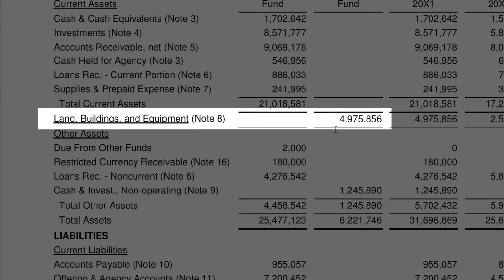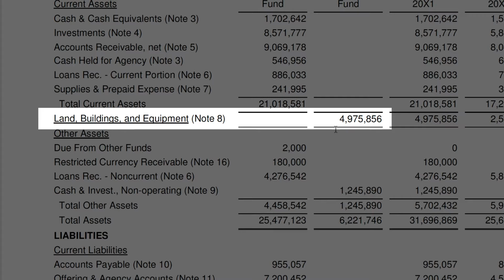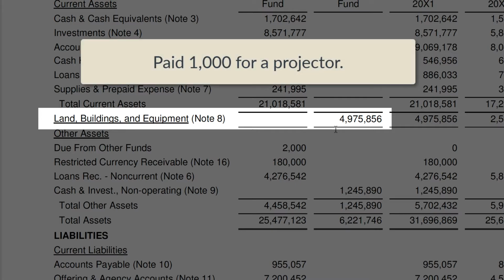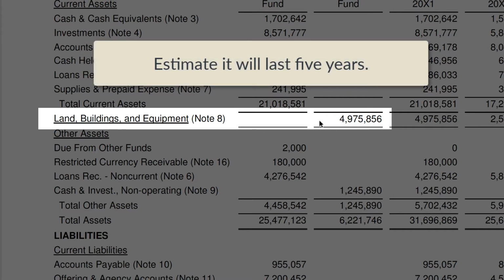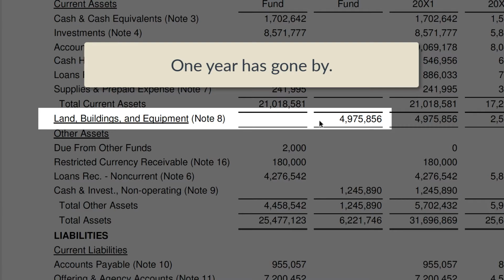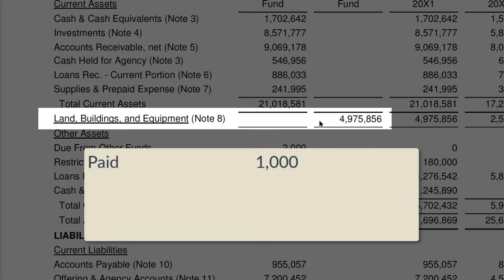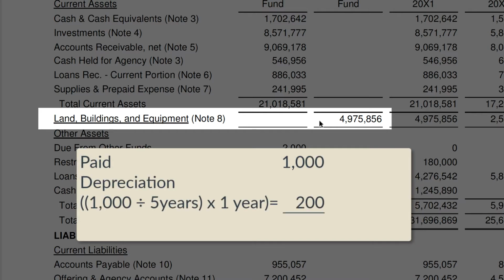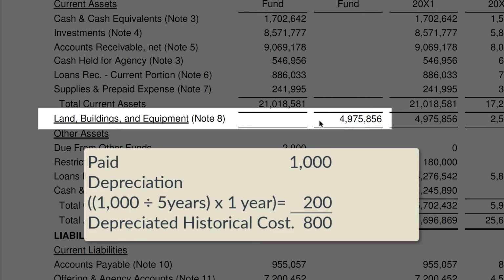Our land, building, and equipment is shown at what accountants refer to as depreciated historical cost. Historical cost is what we paid for them, and that has been depreciated. So if we paid $1,000 for a projector that we think is going to last 5 years, and 1 year's gone by, then its depreciated historical cost would be $800. That was the $1,000 that we paid for it minus the $200 depreciation that we'd already used up. That leaves a value of $800.